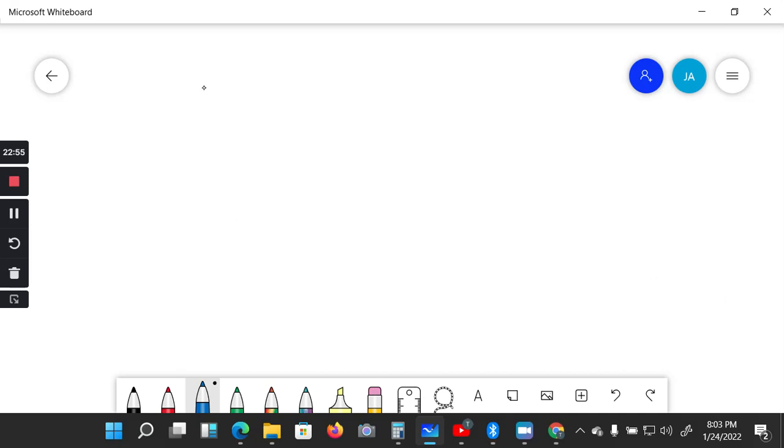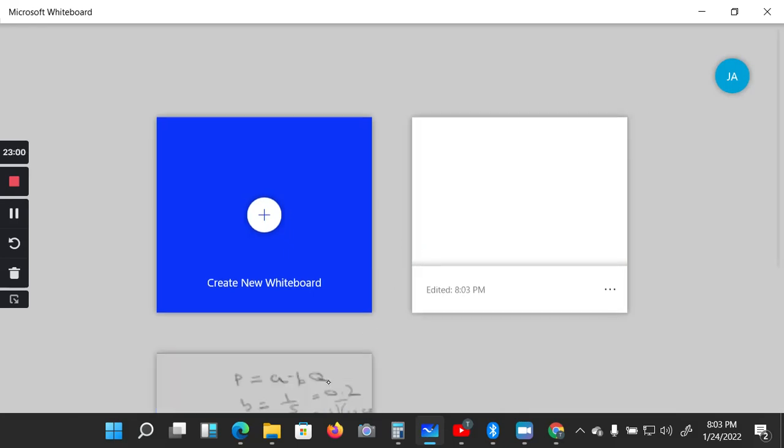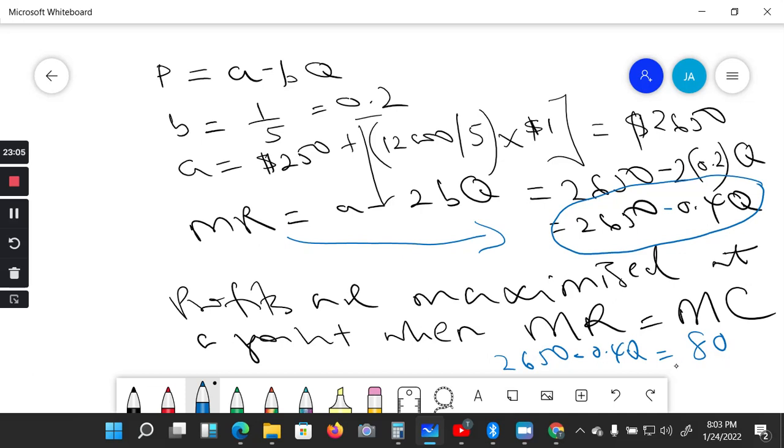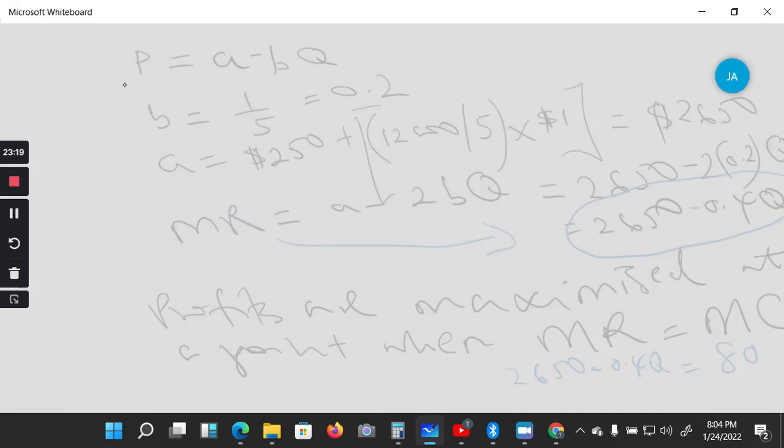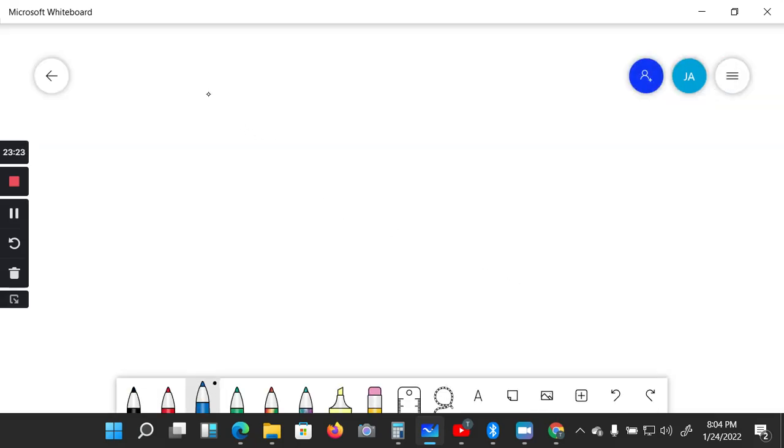So we have discovered from our previous working here that 2650 minus 0.4Q is equal to 80. That's the equation which we are dealing with for now. Having this equation at hand, it is now easier for us to determine the profit maximizing quantity, or demand. The profit maximizing Q, just making Q the subject of the formula.